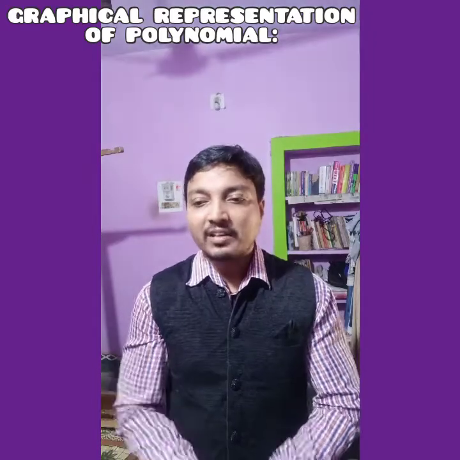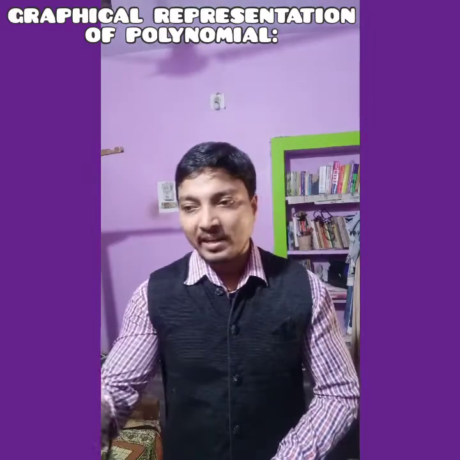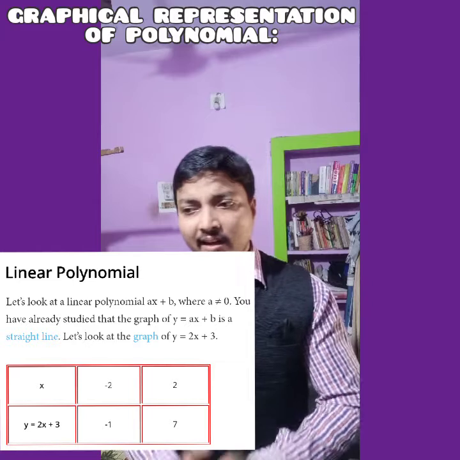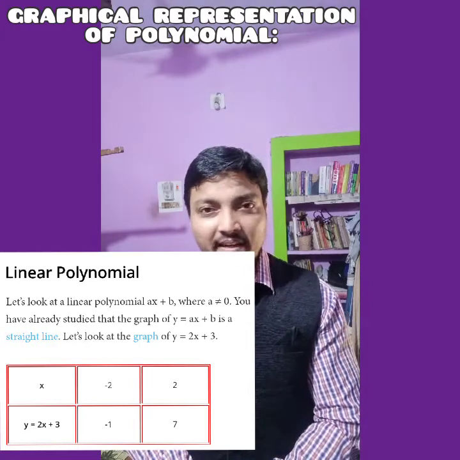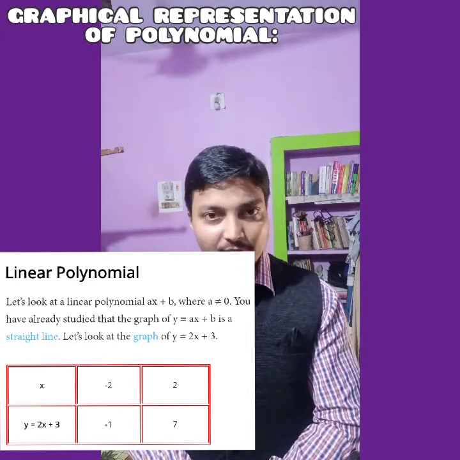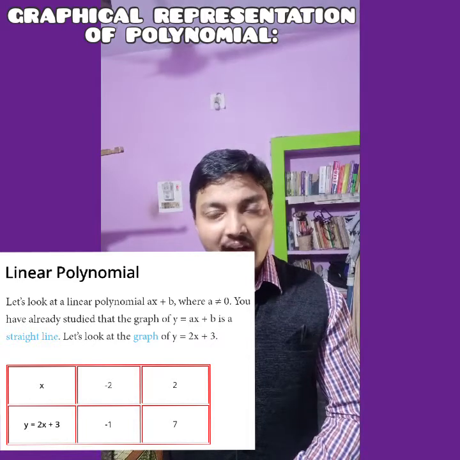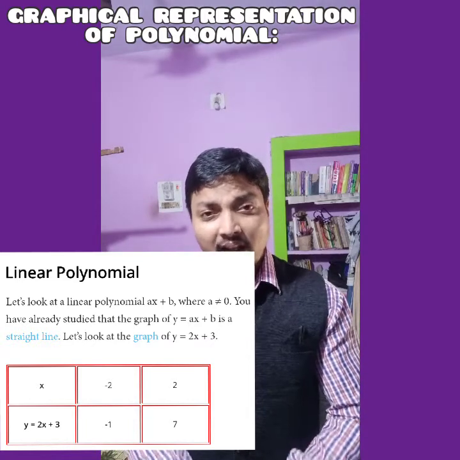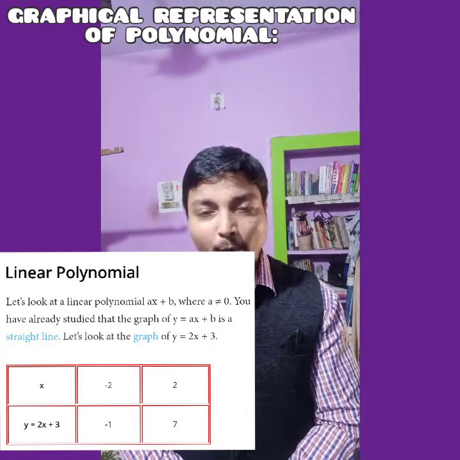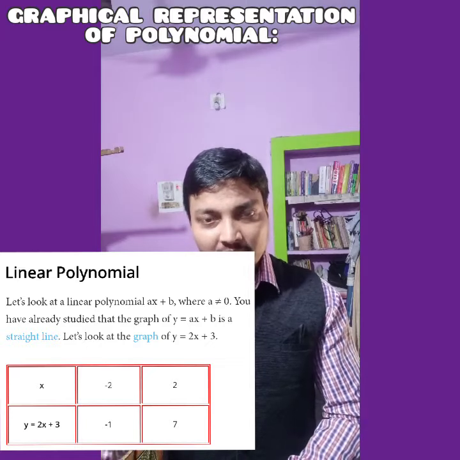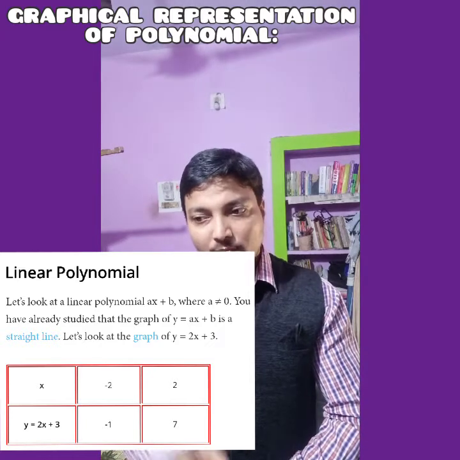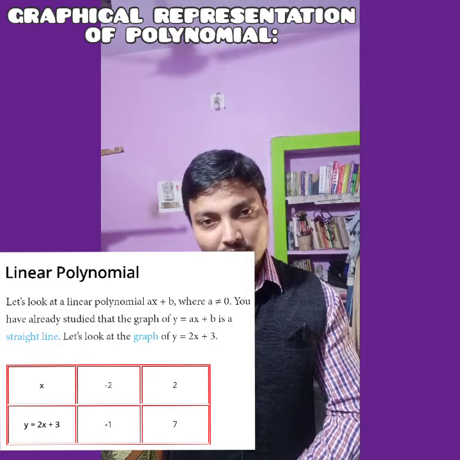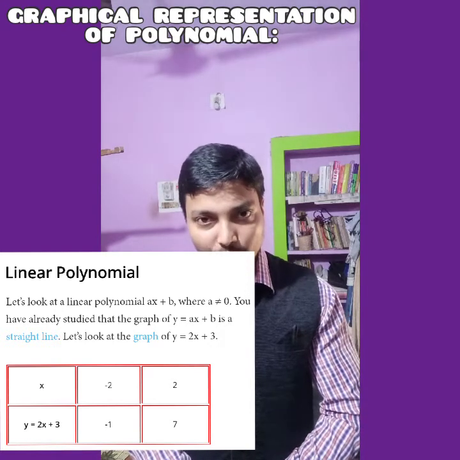Okay, so one linear polynomial example I am showing: y is equal to 2x plus 3, and you know that very well. y is equal to 2x plus 3 is in the form of ax plus b. Here a is 2 and b is equal to 3. And you know very well that to plot a graph, x coordinates and y coordinates are required. So we put in the value of x and get the value of y.